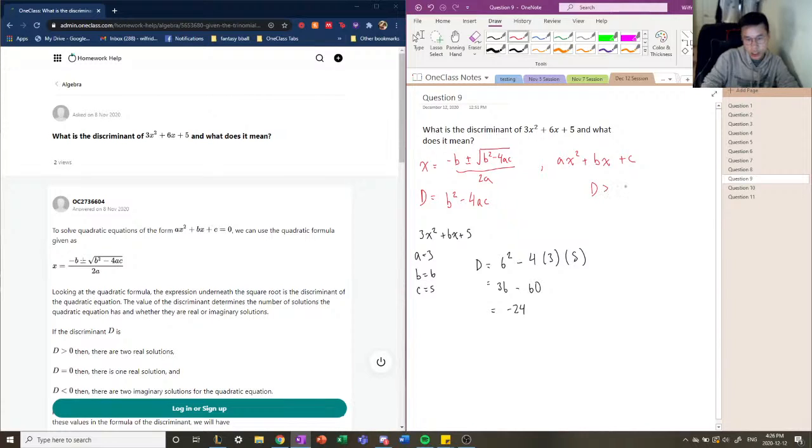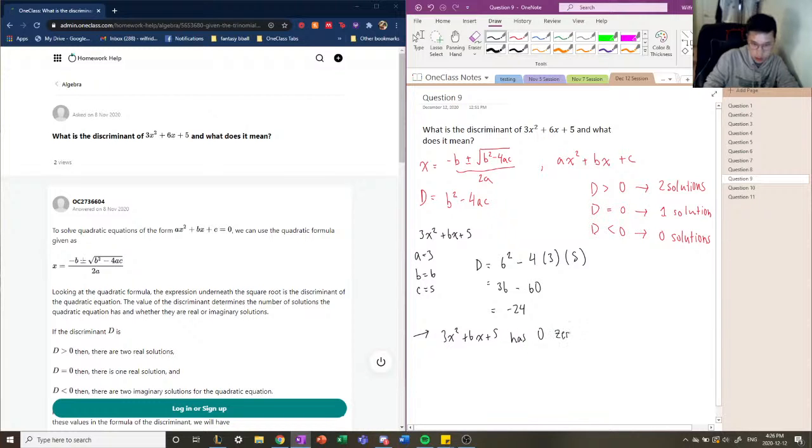So when the discriminant is greater than 0, there are two solutions. So there are two zeros. Okay, when the discriminant is equal to 0, there is one solution. And when the discriminant is less than 0, there are 0 solutions. Okay, so now evaluating the discriminant of our example here, we know that 3x squared plus 6x plus 5 has 0 zeros slash solutions.